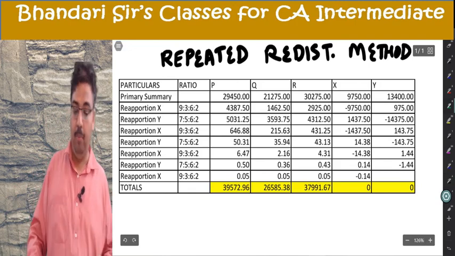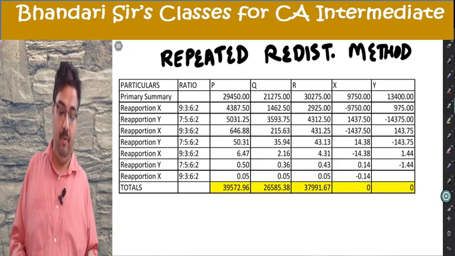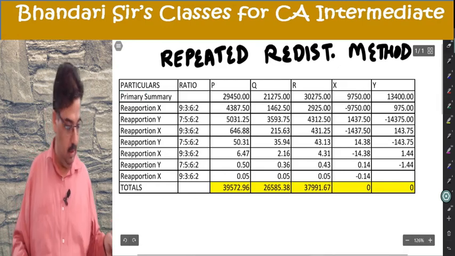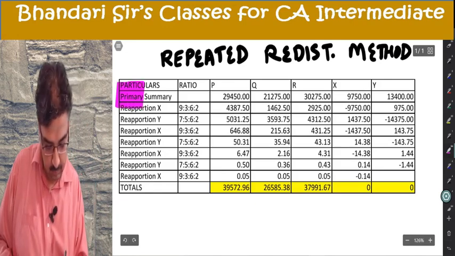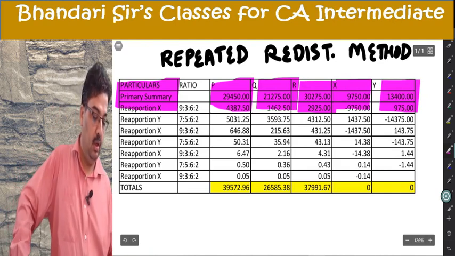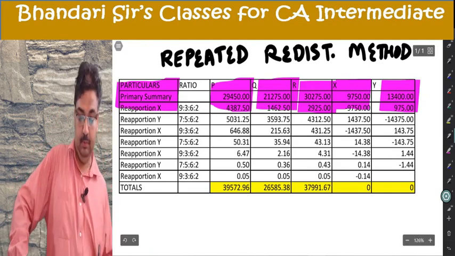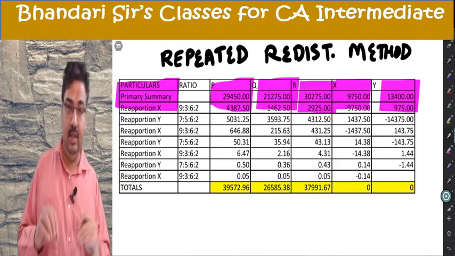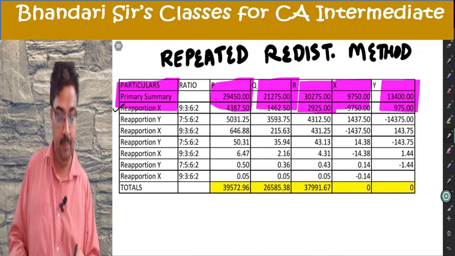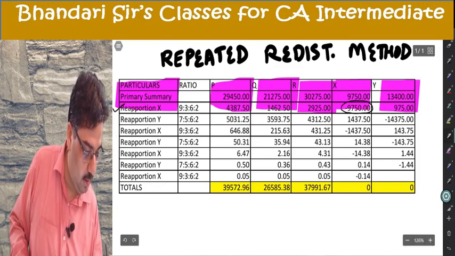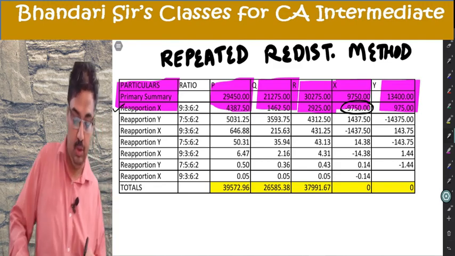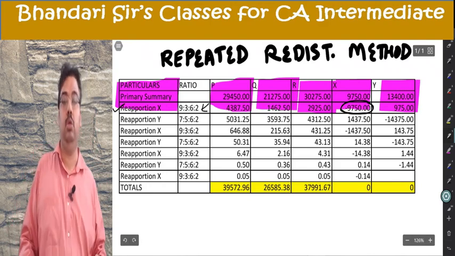I am explaining all the computations here. The first part of data is taken from primary summary. These figures are taken from primary summary. Now, how did I compute further? There is no ranking in this situation. I start with reapportionment of X, then Y, then X, then Y. I reapportioned means I put a negative here, 9750 negative. Put it in the ratio. Ratio is 9362. That is what was given in question.